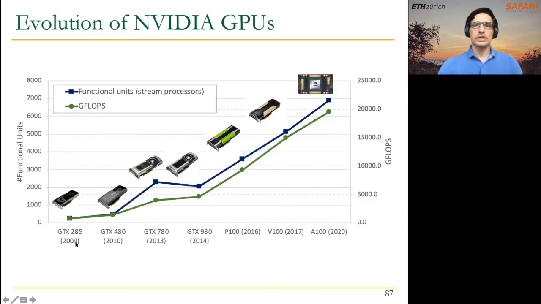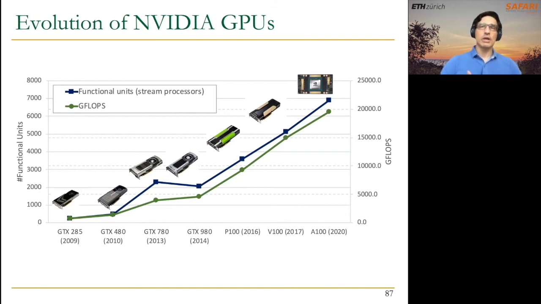But obviously, since 2009, GPUs have evolved a lot. It's been like 12 years. And in 12 years, you can see how the number of functional units or stream processors has increased from how many? 240 in the GTX 285 up to several thousands. I think it's more than 6,000 in the most recent A100 that was launched last year. Not only the number of functional units has increased, also the computing performance that these have in gigaflops has increased, as you can see, at a very similar pace.